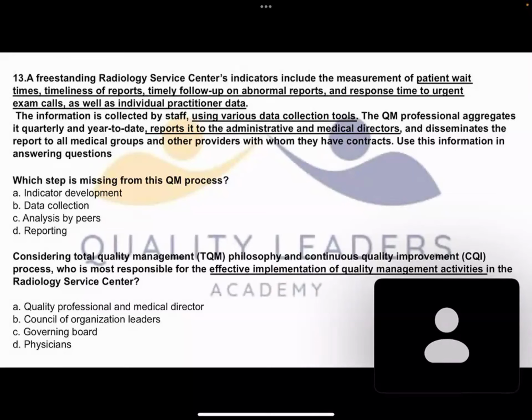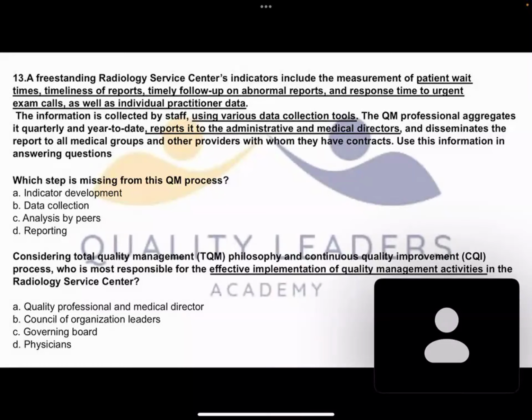Okay. The quality professional and medical director: in the TQM and the CQI frameworks, the quality professional provides the expertise in quality improvement methods, right? And the medical director ensures the clinical relevance and alignment with the organizational goals. So together, they lead and oversee the effective implementation of the quality management activities. And not B, Doc, because this was your answer, right? Council of organization, the leaders that provide strategic direction but do not oversee the day-to-day implementation. That's the difference of these two.